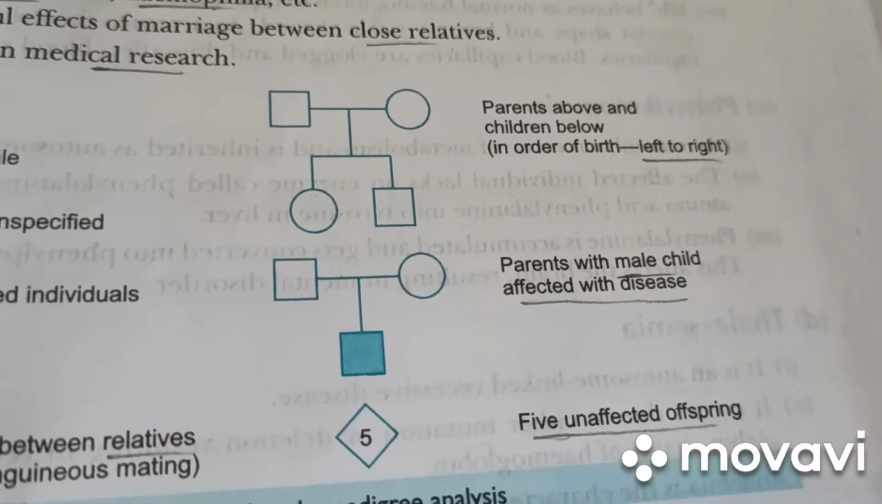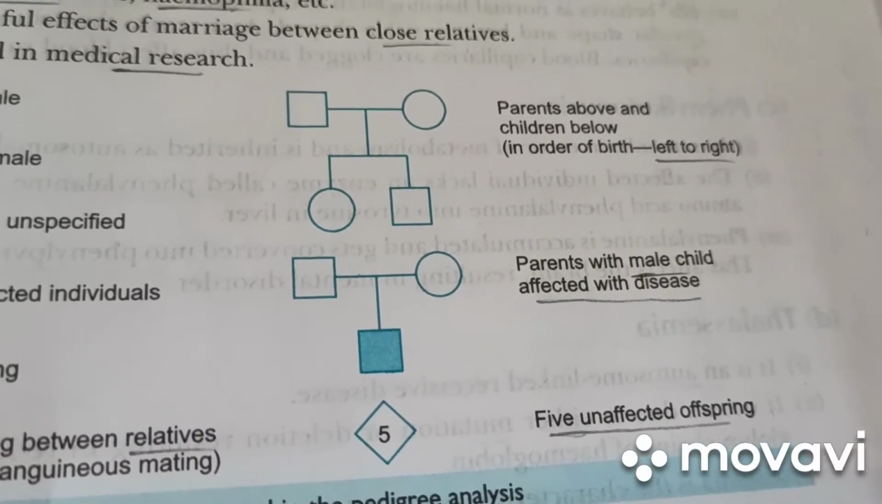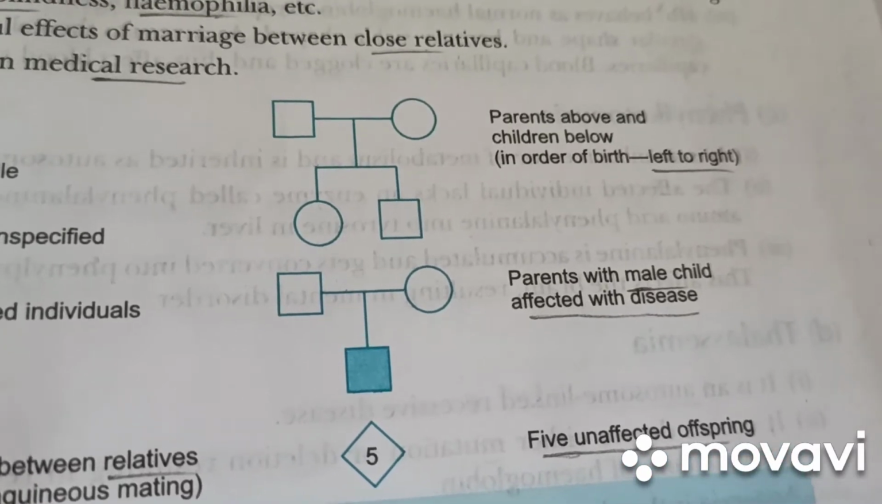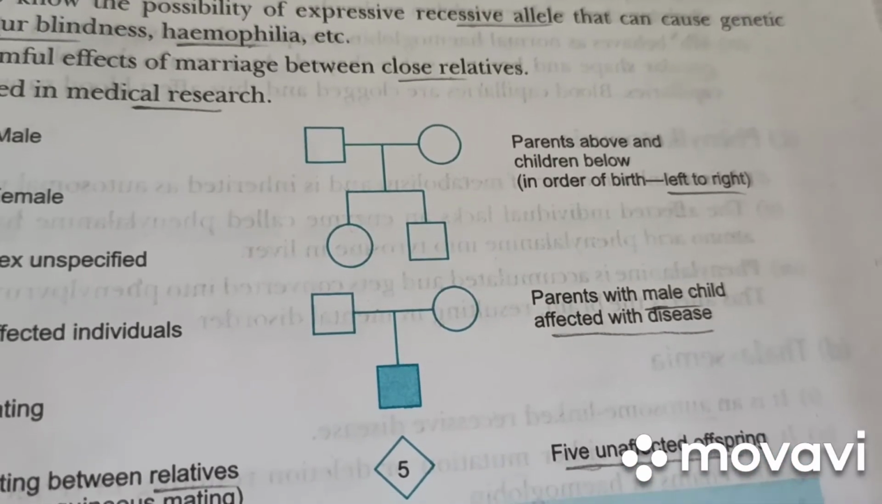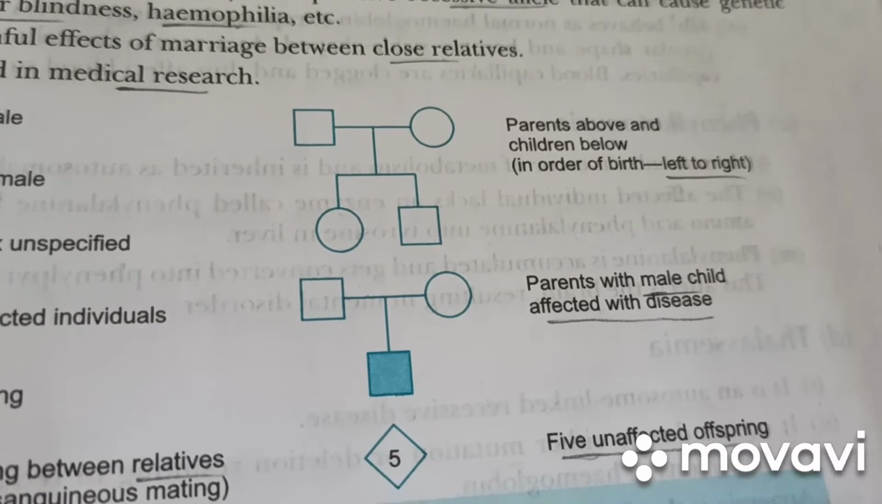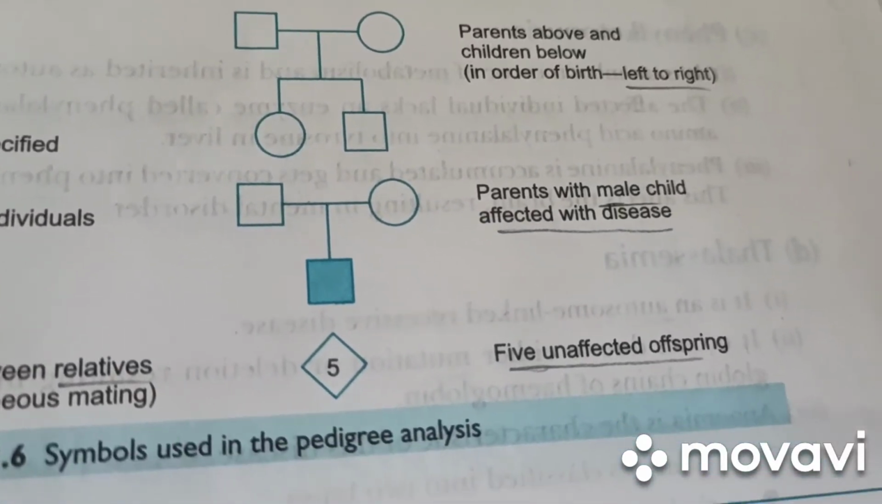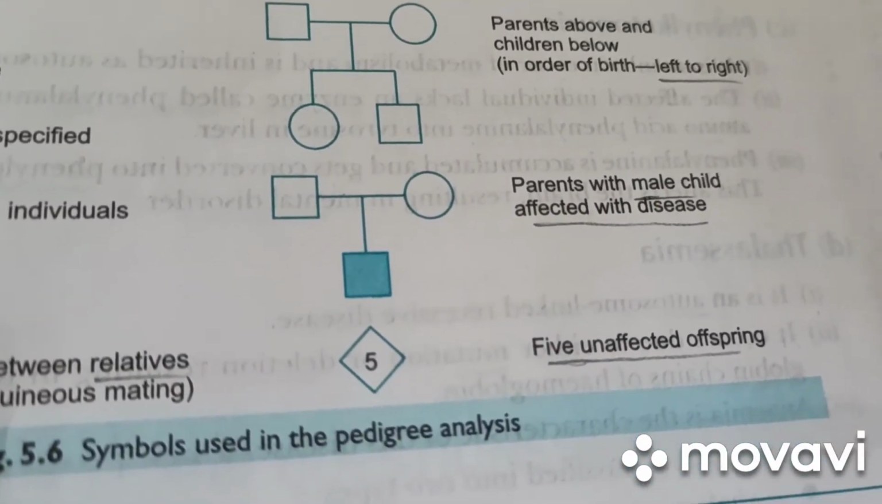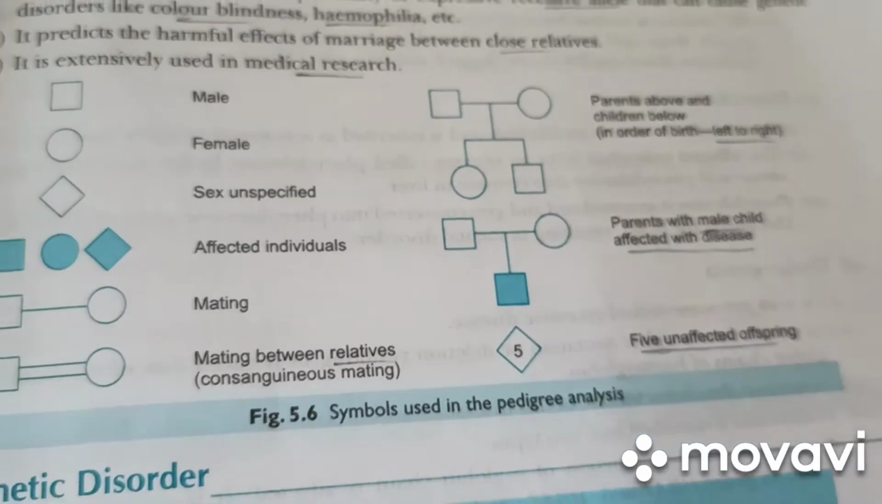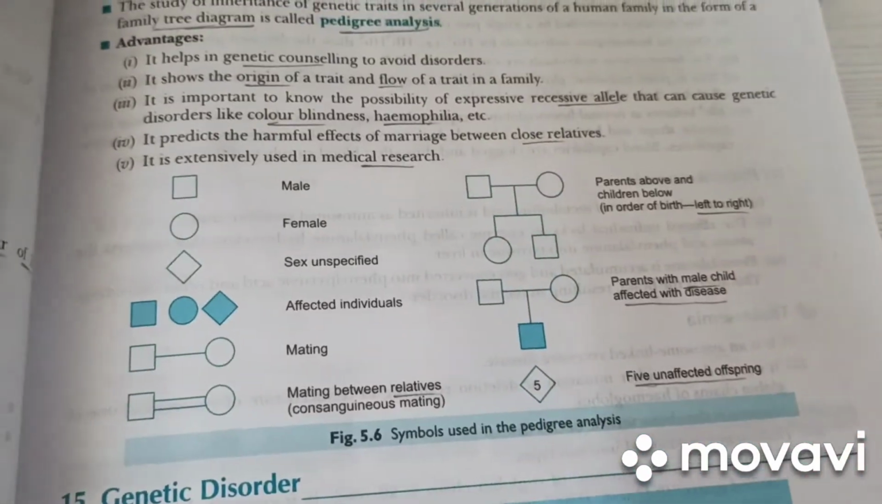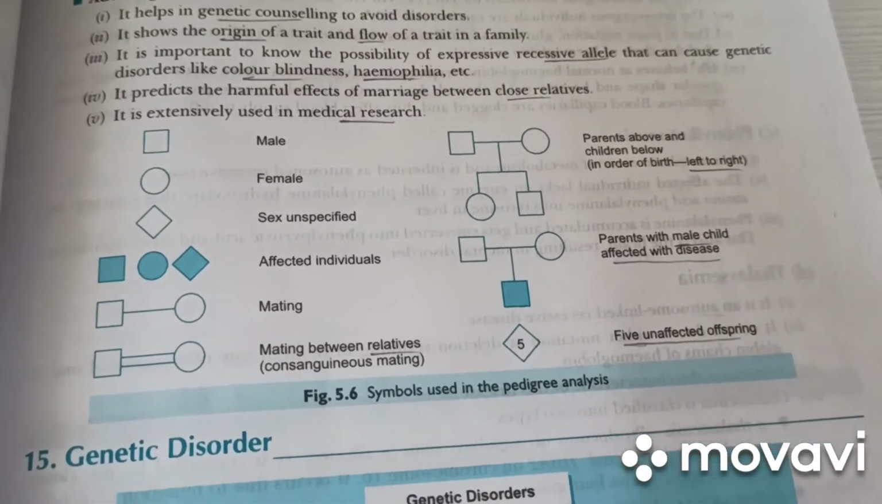Again, next you can see parents with a male child affected with the disease. That is the reason it is shaded. The next you can see 5 unaffected offspring. So these are some signs they use to make these family tree diagrams.